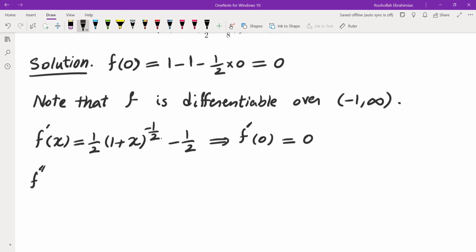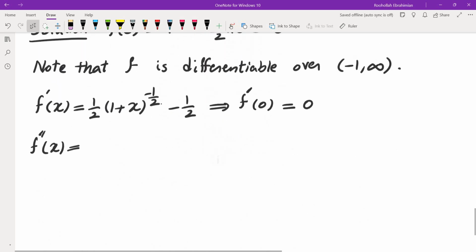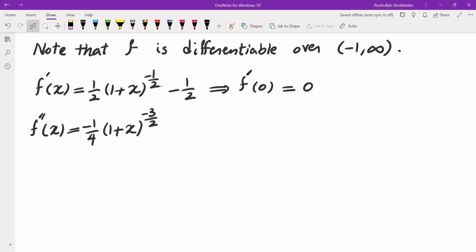Let's evaluate f double prime of x. We get negative 1/4 times (1 plus x) to the power of negative 3/2. Of course, negative 1/4 times (1 plus x) to the power of negative 3/2 isn't 0 at 0. So we can apply the theorem from before.